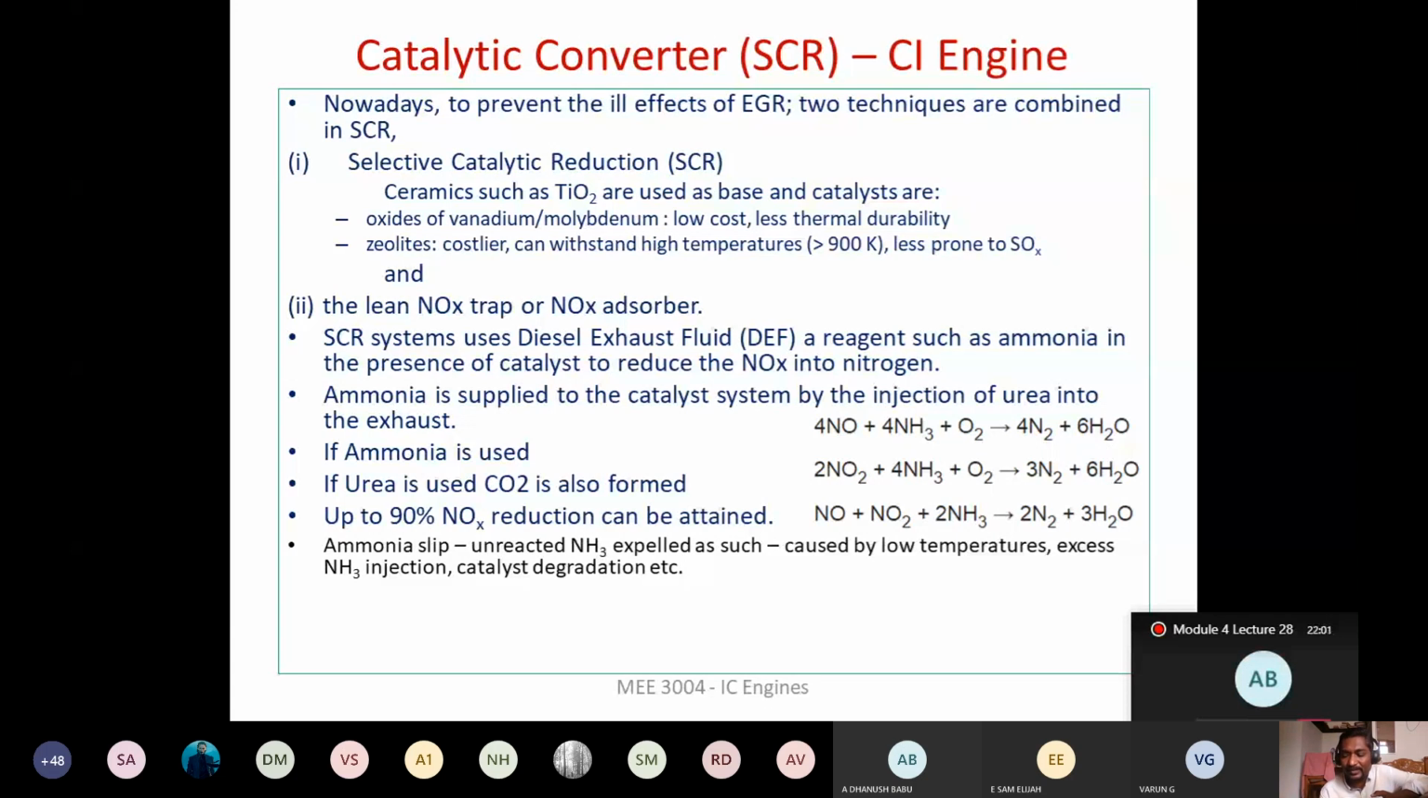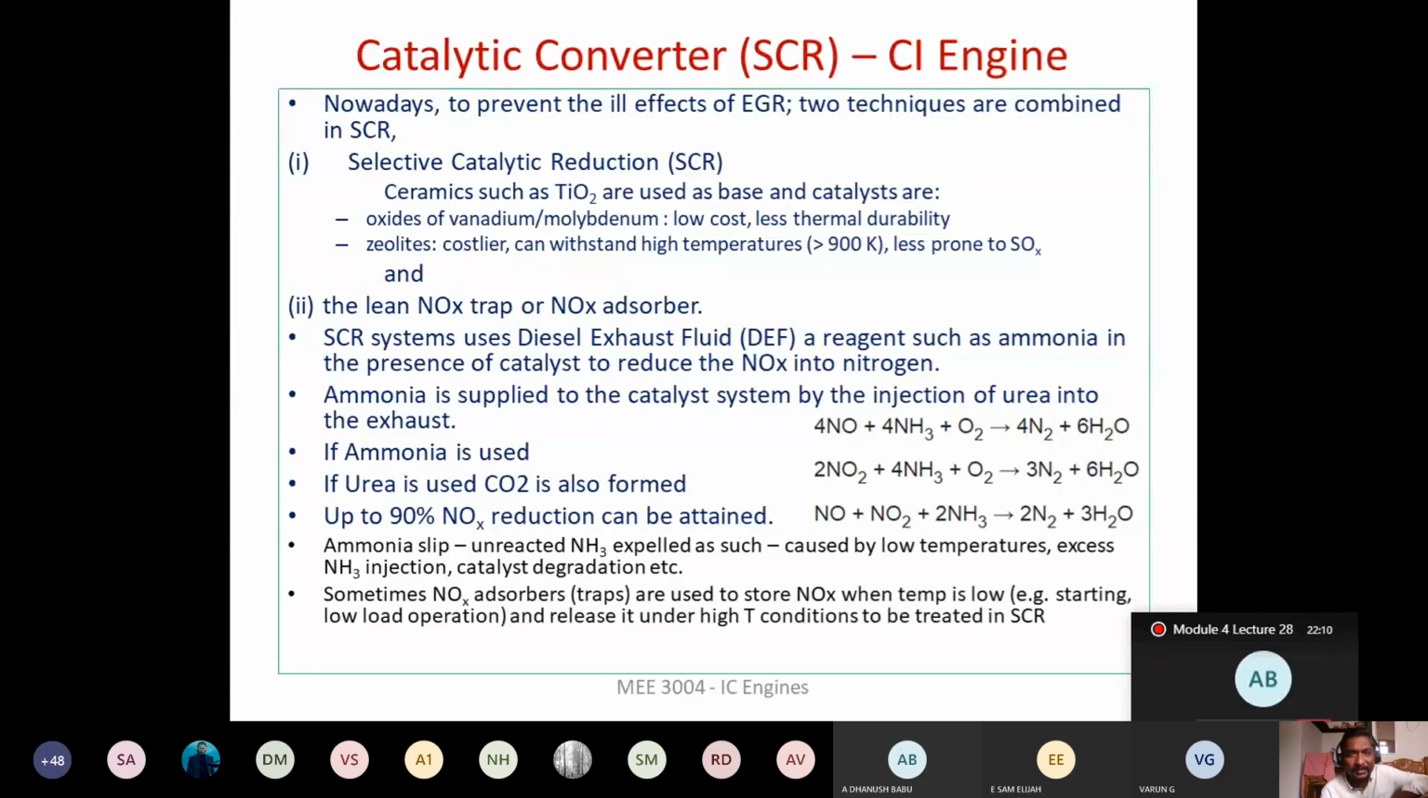Too much injection of ammonia will also result in the degradation of the catalyst. Okay, these are some of the problems, right? And also sometimes, if the problem still persists, then you have to have a NOx absorber, right? A separate system we have to attach to the tailpipe, so that it will absorb the NOx that is present there. Okay, this is especially when we are going to operate at low temperatures, right? So this is about the selective catalytic reduction process.